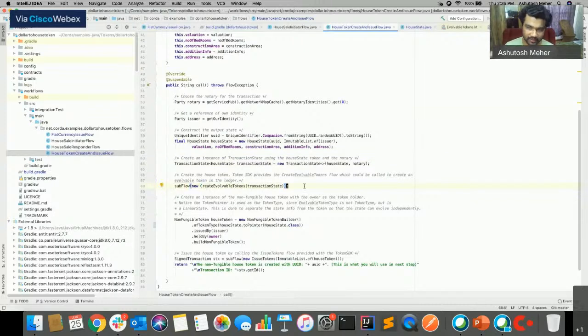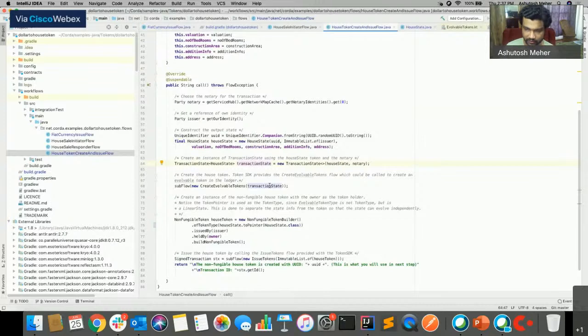The transaction state is nothing but a wrapper around the contract state, and it has some more metadata like the notary and the constraint that this particular state uses. So that's not much that you have to do. All you have to do to create a transaction state is pass in the contract state and name the notary. That's it, and that will give you a transaction state. Then just pass it to the create evolvable token flow, which is provided as part of the token SDK, and that will create the token type for you.